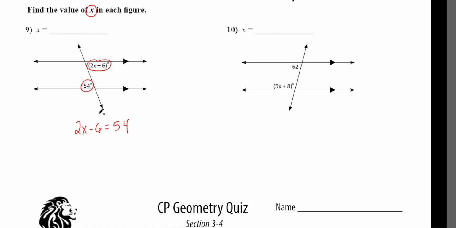Let's do that quickly. Plus 6, plus 6. That cancels. 2x equals, what's that? 60. Divide both sides by 2. X is 30. And that's it. Is it 30 degrees? No, it's not an angle. They're just solving for x. Because what? 2 times 30 is what? 60. 60 minus 6 is 54. It works, doesn't it? These two angles are equal to each other now if x equals 30.